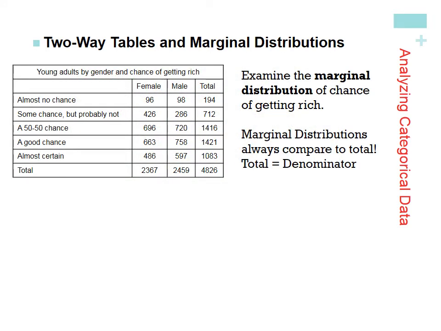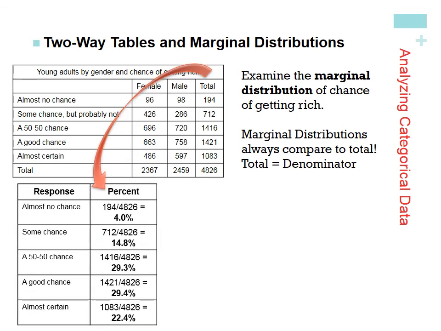Okay, so let's just take a minute and look at the marginal distribution of chance of getting rich. So this right here, this whole thing of chance of getting rich. The marginal distribution always compares to the total. So specifically, when we said the marginal distribution of chance of getting rich, that's basically saying what percent of the total thought there was almost no chance? What percent of the total thought there was some chance? What percent of the total thought there was a 50-50 chance?